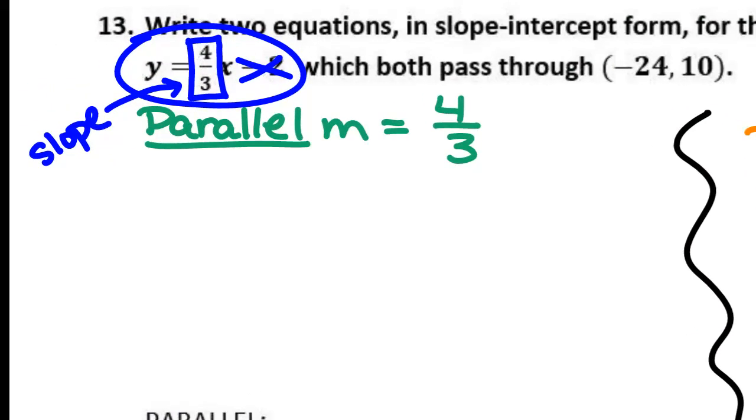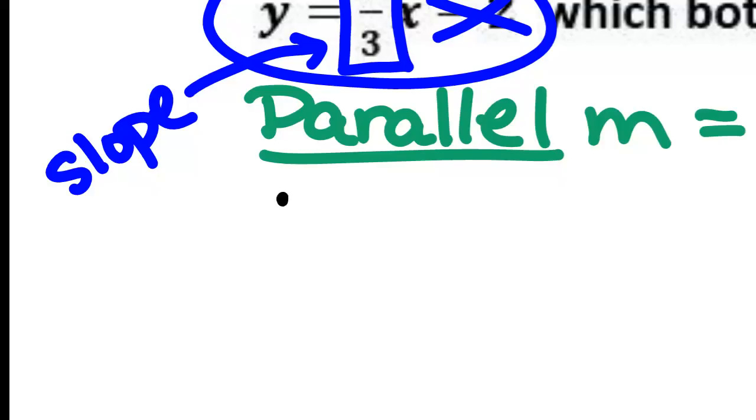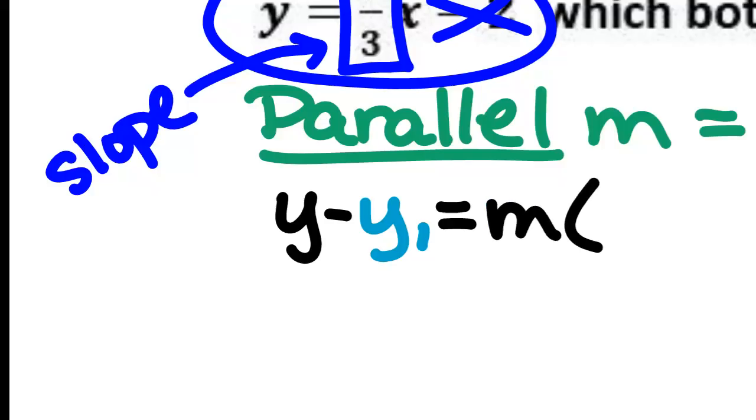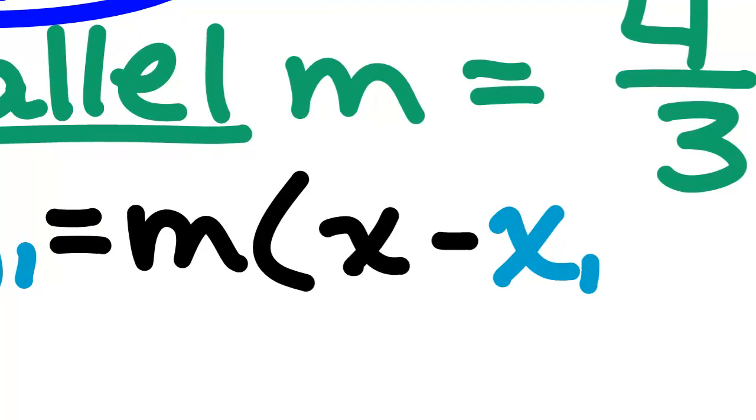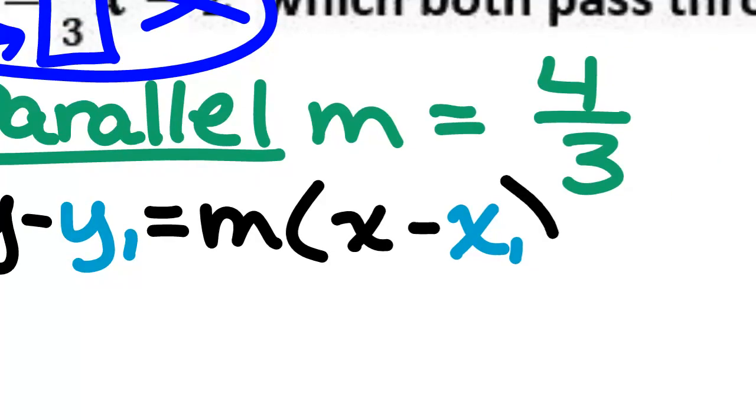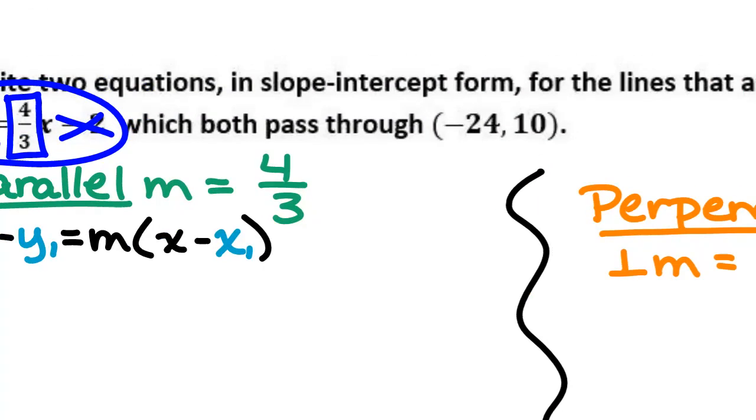And then we need to use point slope form for a line. Y minus y1 equals m times x minus x1. You guys will have that equation to use on the test. And we are told that it passes through this point here, negative 24, 10. So that's my x1, y1.